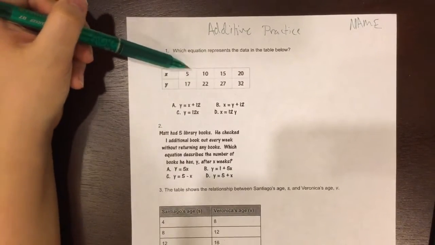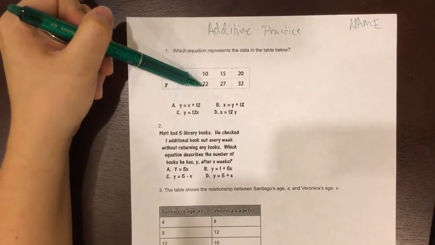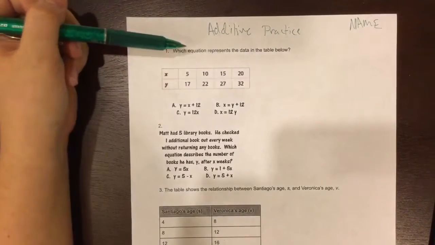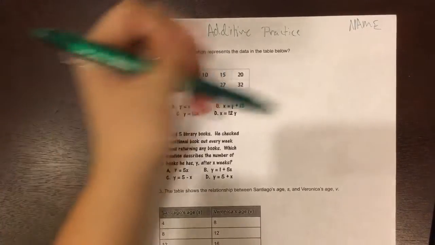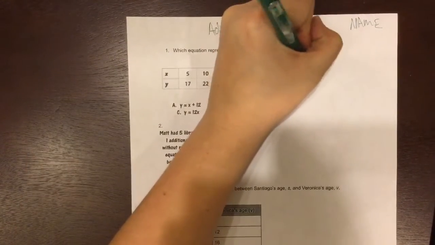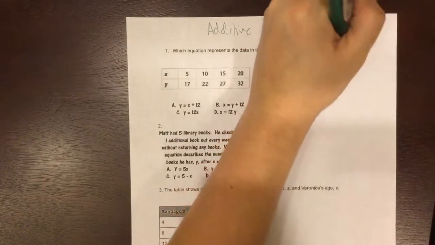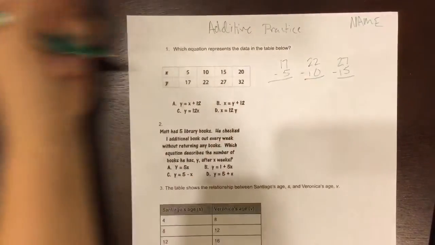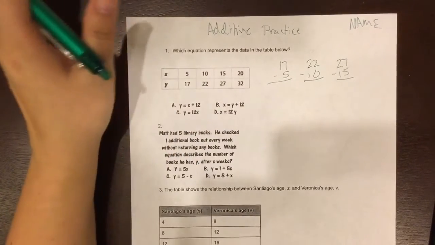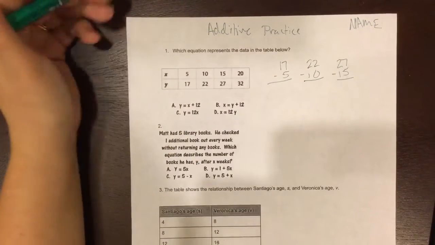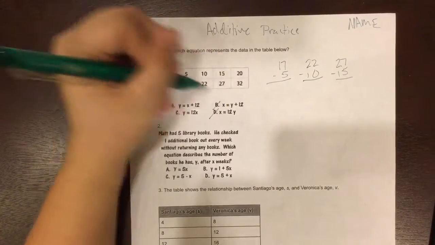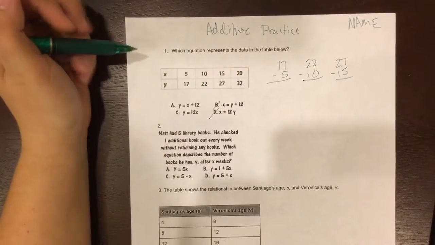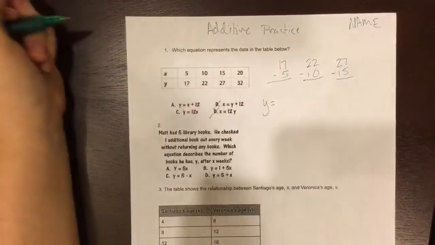So we're looking for a pattern between 5 and 17, 10 and 22, 15 and 27, 20 and 32. So I think your best bet, because we know this is additive, is to see if I subtract 17 minus 5, what do I get? 22 minus 10. 27 minus 15. And I want you to try at least 3 different things before you come up with what your equation should be. Now we already know that we can mark out B and D because they have flipped their independent variable and their dependent variable, and we know we want to find what y is equal to. All right.